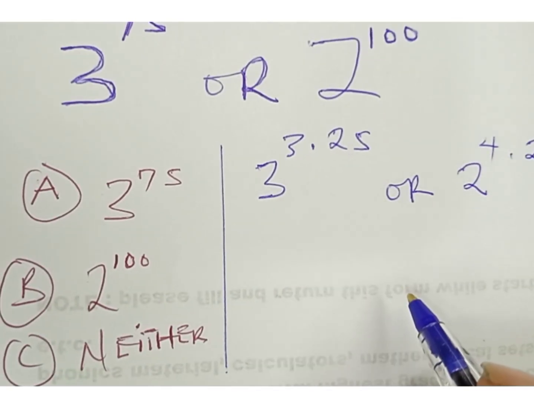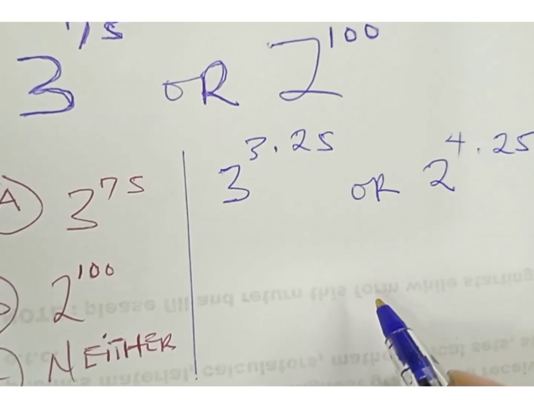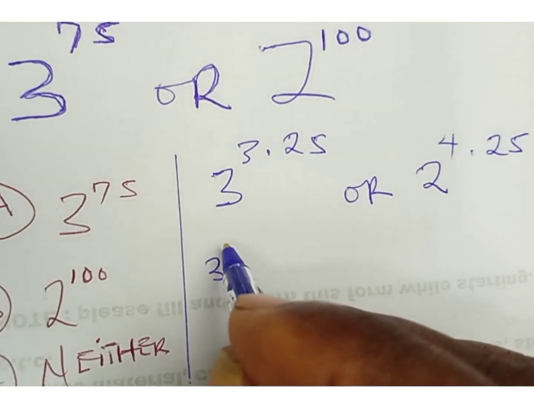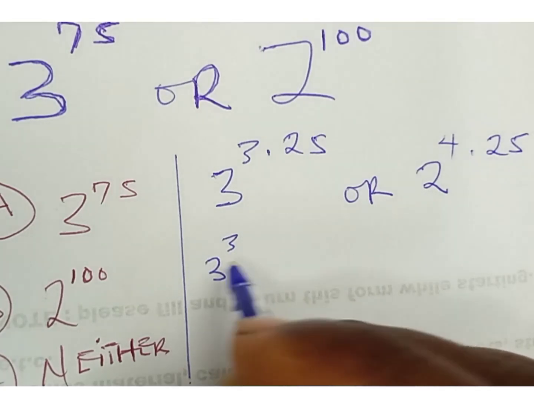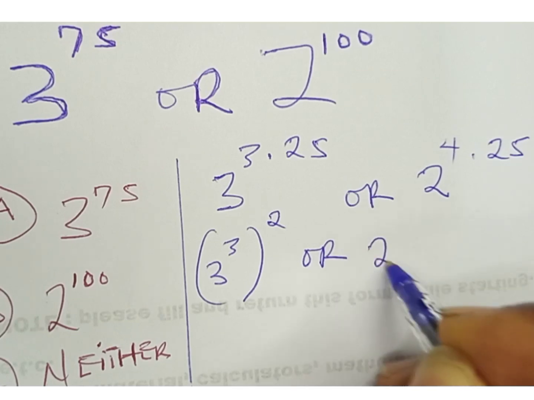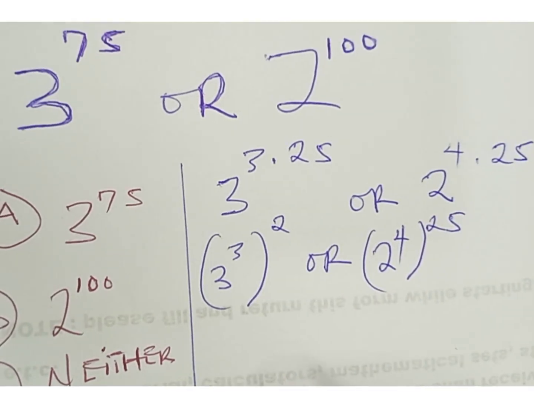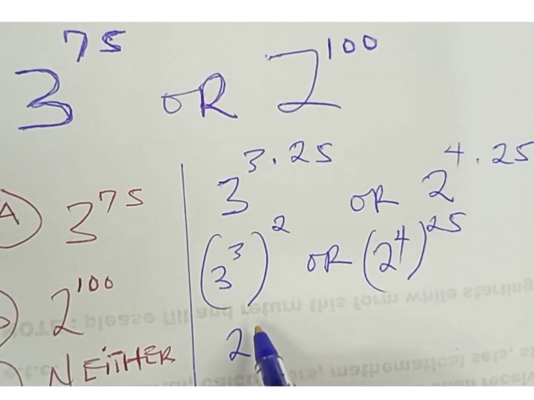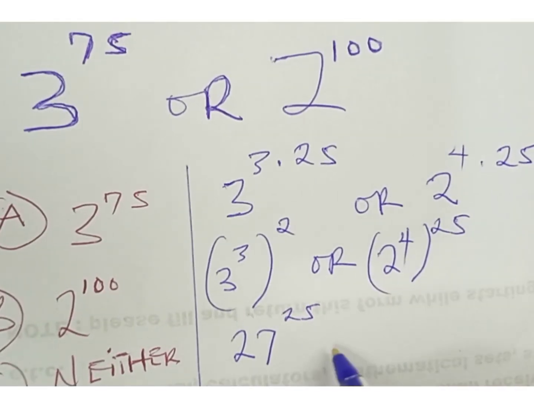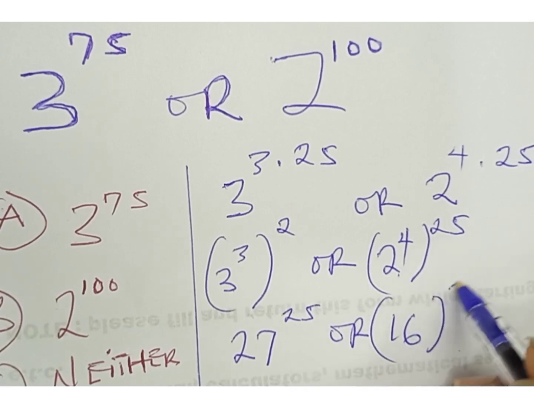So if we write that, we can have something like this: 3 to the power of 3, all to the power of 25, or 2 to the power of 4, all to the power of 25. So if we have that, 3 to the power of 3 is 27. We have here 25. Then here 16 to the power of 25.